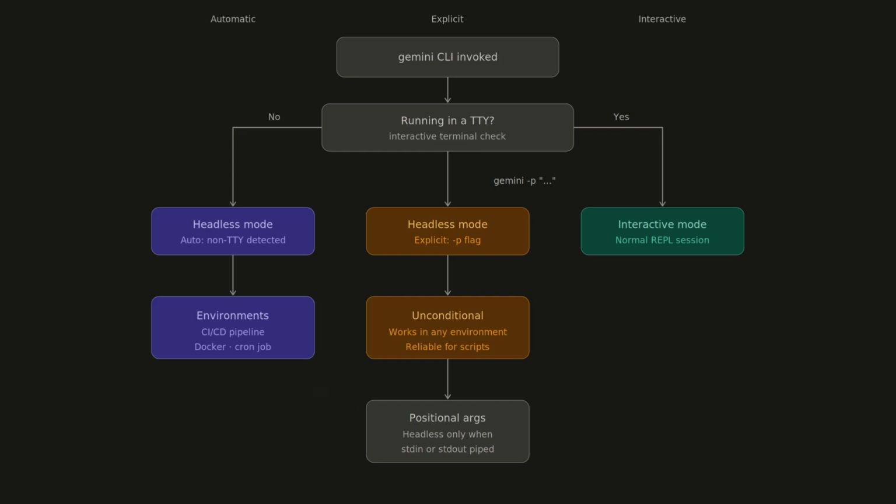The -p flag is officially deprecated in favor of positional arguments, but remains the practical choice for guaranteed headless behavior in scripts. The current guidance is to use -p in automation and scripts until the docs fully transition.